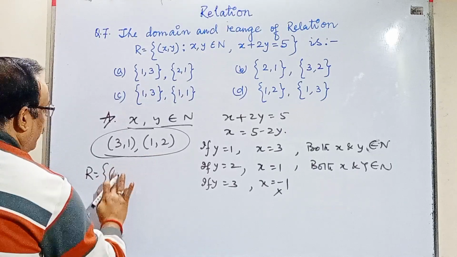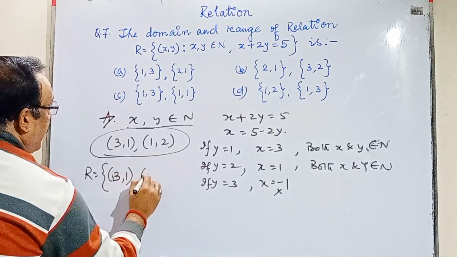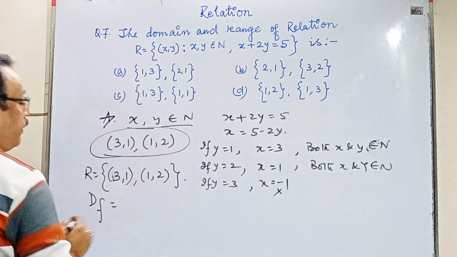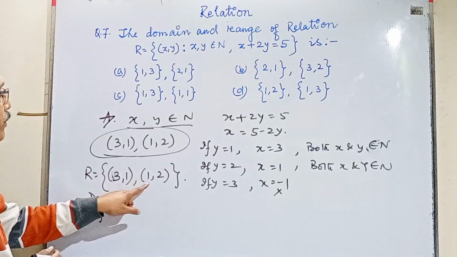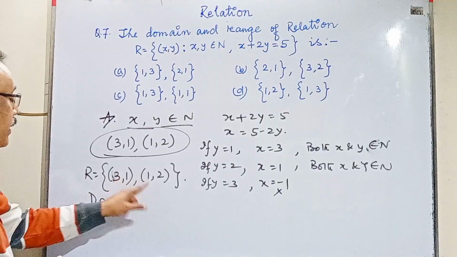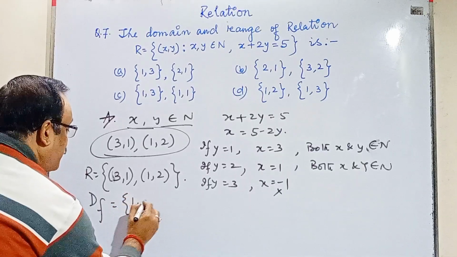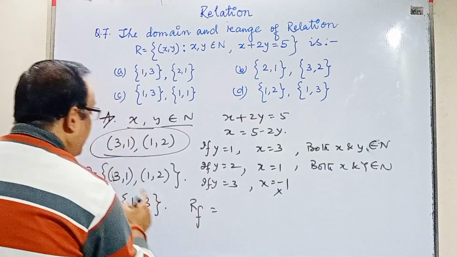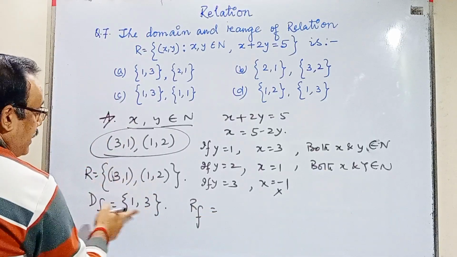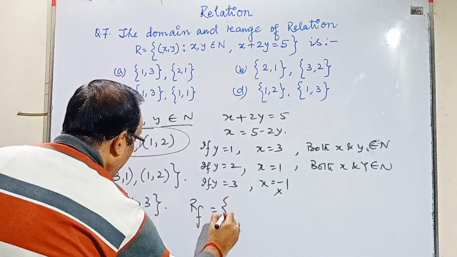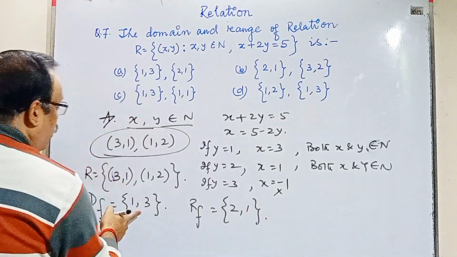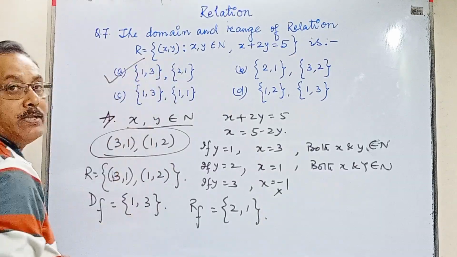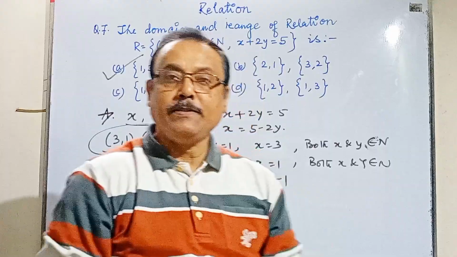3, 1 and 1, 2. So the domain of the function will be what? The domain is the first components. So 3 and 1. If we write it in order, first comes 1, then 3. This is the domain. And the range of the function will be the second components, that is 1 and 2. Since I have written 1 first, so 2, 1. So 1, 3, 2, 1. A is my choice. Go to the next question.